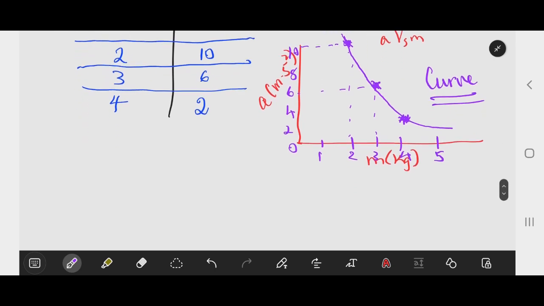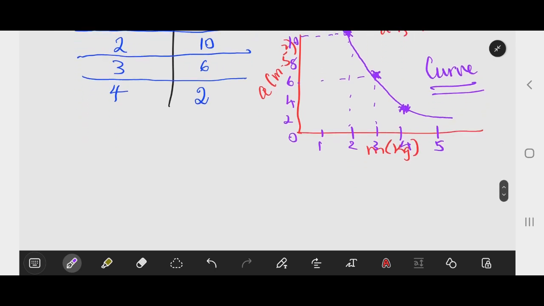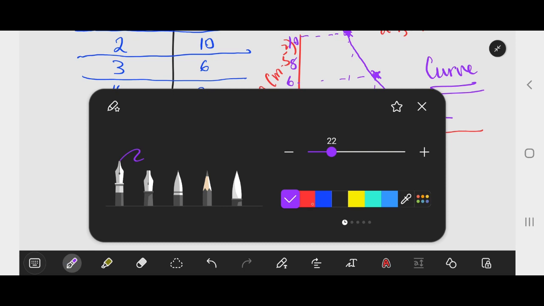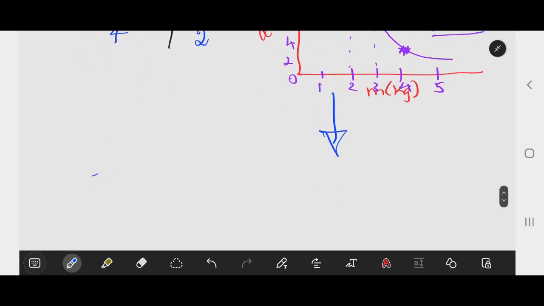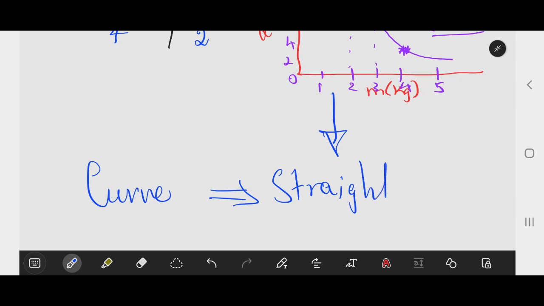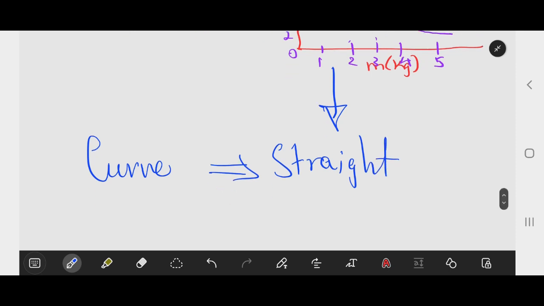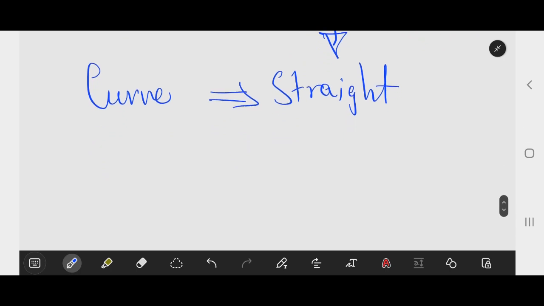So how can we make it possible for us to evaluate the relationship between the mass of the object and the acceleration of that object? We convert this graph into a straight line, right? So we take that curve, we convert it into a straight line, so that we can apply y equals to mx plus c. But how do we do such a thing to convert a curve into a straight line?